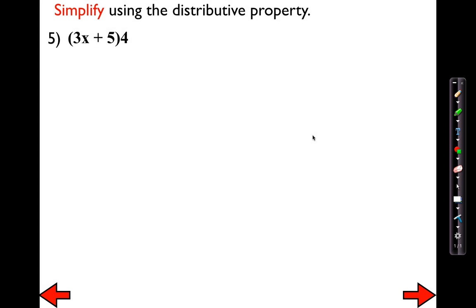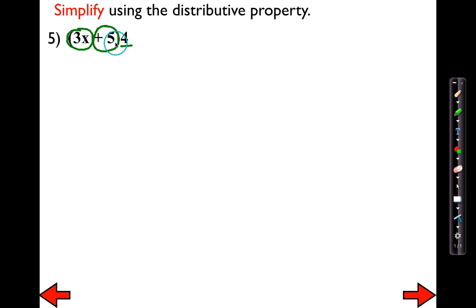Okay, what about number 5? This one's slightly different. It's 3x plus 5 times 4. Now, technically, you could think of this as the same as a 4 in the front, using simply the commutative property. I'm allowed to do that with both multiplication and addition. So I'm going to imagine if it was like that. So I'm basically doing 4 times the quantity, 3x plus 5. So I'm distributing a 4 to a 3x and a positive 5.